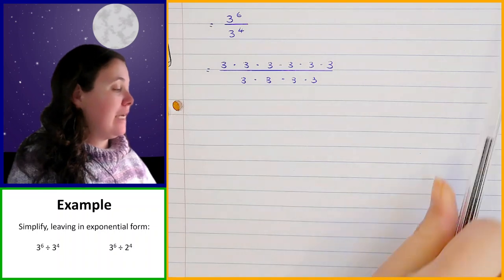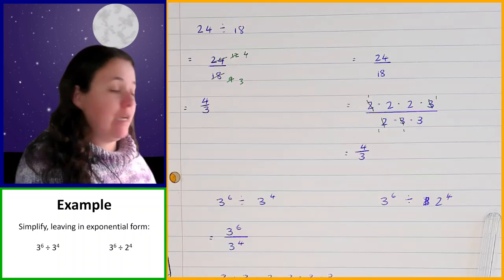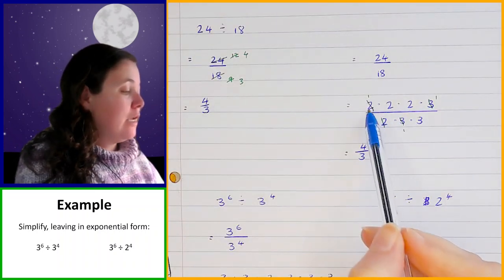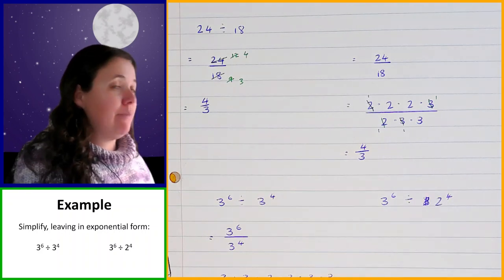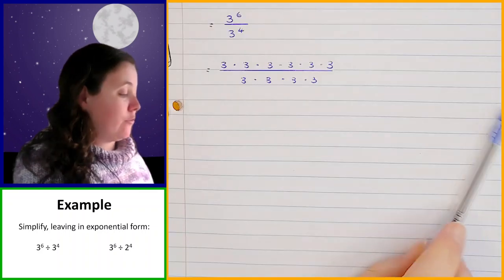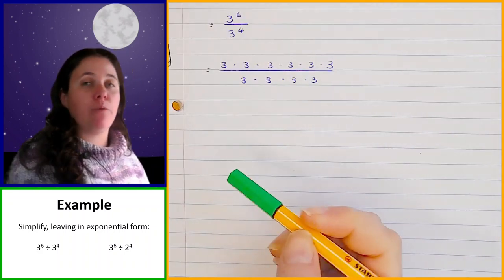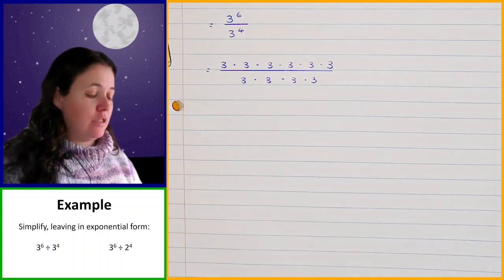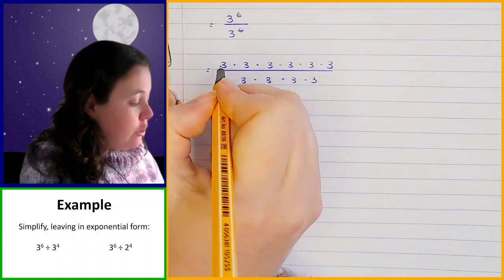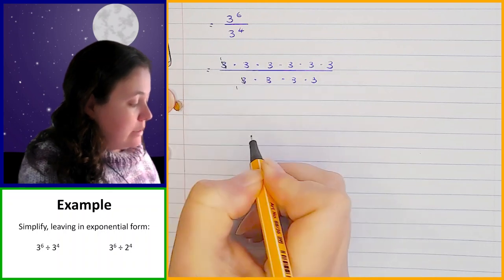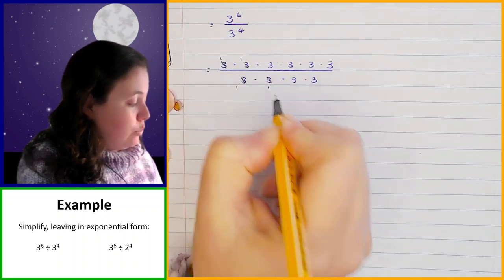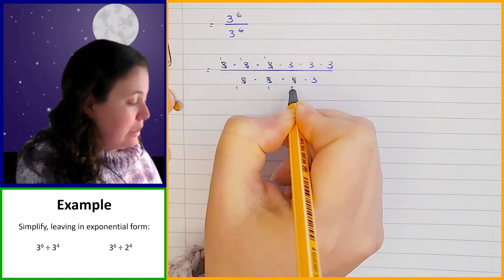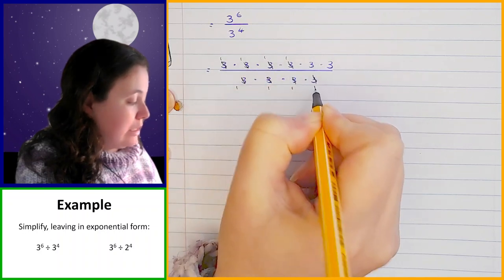Okay, so now just like I was able to do in this example over here, where I was able to cancel out the things that are the same, I can do the same thing in this example that I've got here. So anything that is the same on the top and the bottom of the fraction, I can cancel out. Okay, so I can say 3 goes in there once, and 3 goes in there once, and so on, for each pair.